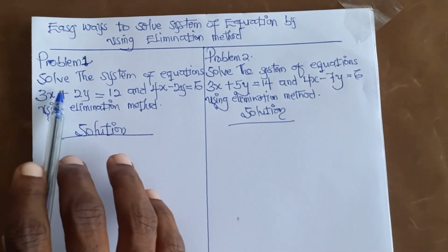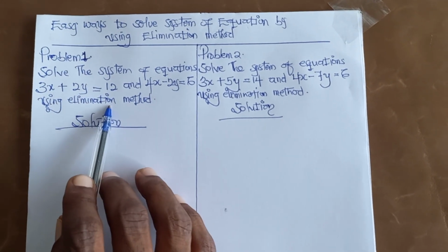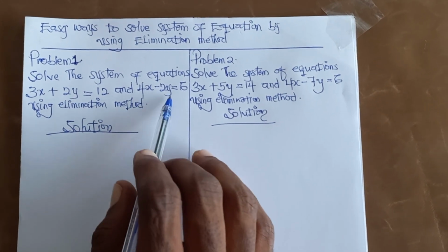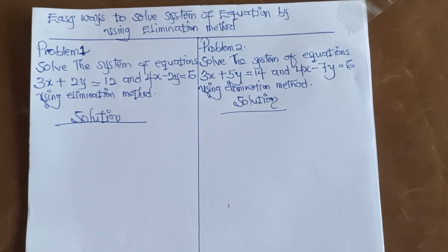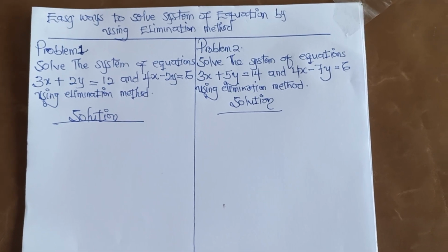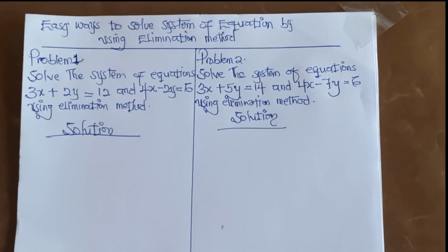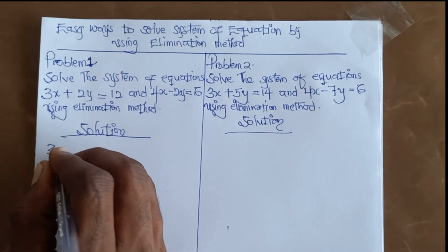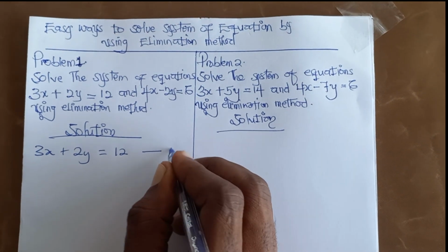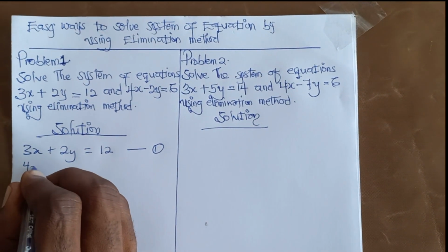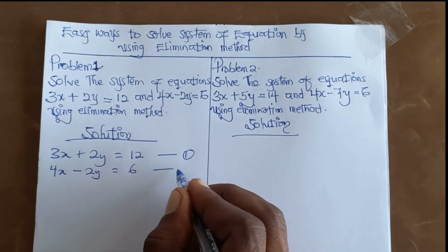So the problem is we have to solve the system of equations 3x plus 2y is equal to 12 and 4x minus 2y is equal to 6 using elimination method. As I said, for system of equation, we can use the substitution method or the elimination method. So we write the system and we label it nicely: 3x plus 2y equals 12 is our equation 1, and 4x minus 2y equals 6 is our equation 2.